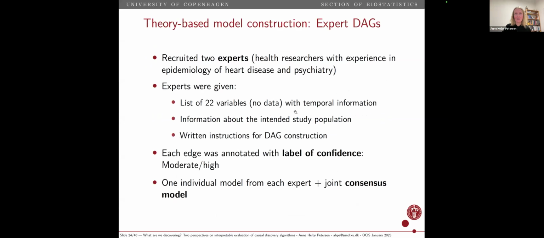So just a few details about how we did the theory-based model construction. So we had experts in heart disease and psychiatry, epidemiology. They were given a list of the variables without any data, but they were given the temporal information. They were also given a little bit of information about the intended study population. So when were they born, and where. And then they were also given written instructions for doing these DAG constructions. We asked them to annotate each edge with a label of confidence, either moderate or high. And then we had both individual models and a joint model, as he just said.